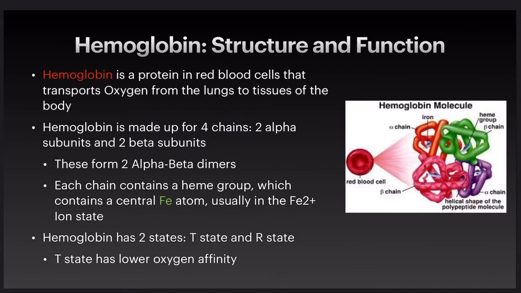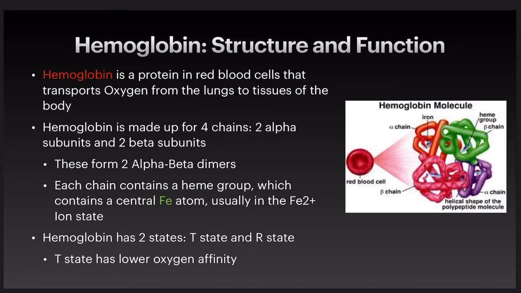So hemoglobin is a protein found in red blood cells that transports oxygen from the lungs to tissues of the body. It's made up of 4 chains, 2 alpha subunits and 2 beta subunits, and these subunits form 2 alpha-beta dimers. And each subunit contains a heme group. The heme group is what actually transports oxygen, and these heme groups contain a central iron atom, usually in the 2+ ion state. Almost always in the 2+ ion state, because the 3+ ion state cannot bind oxygen.